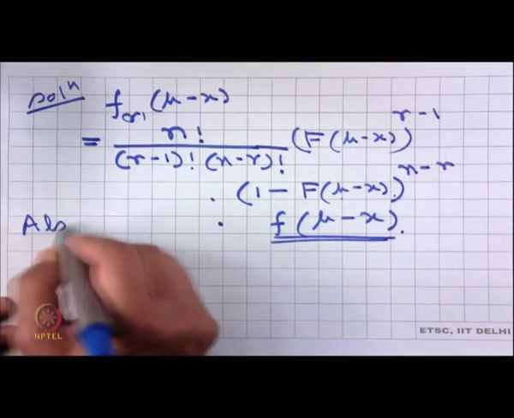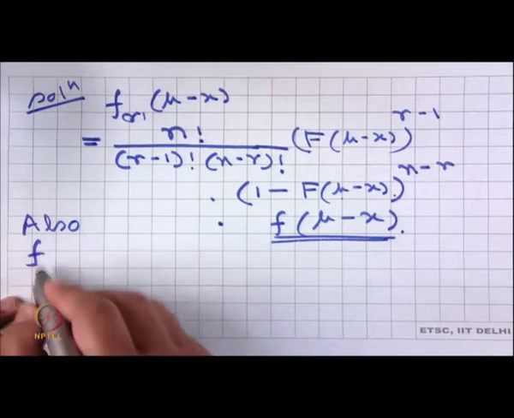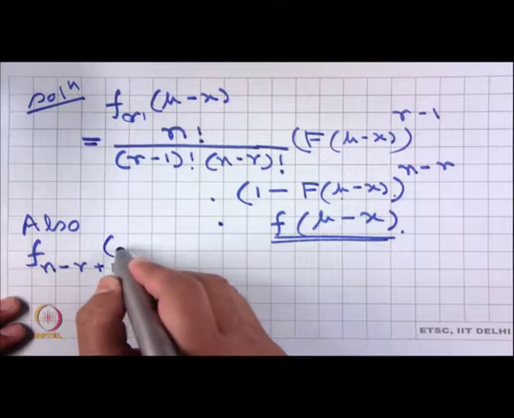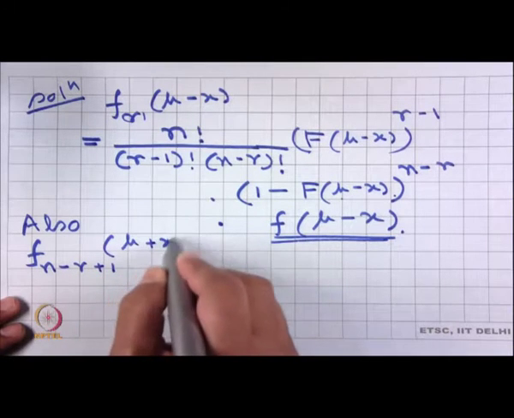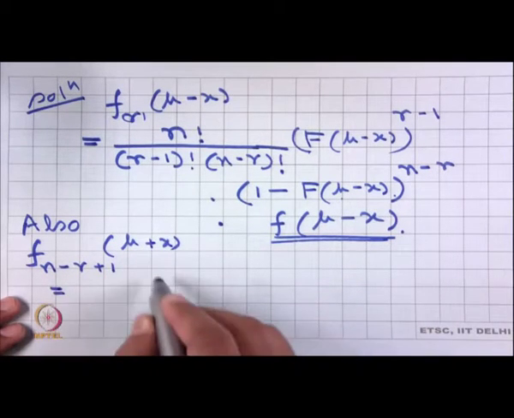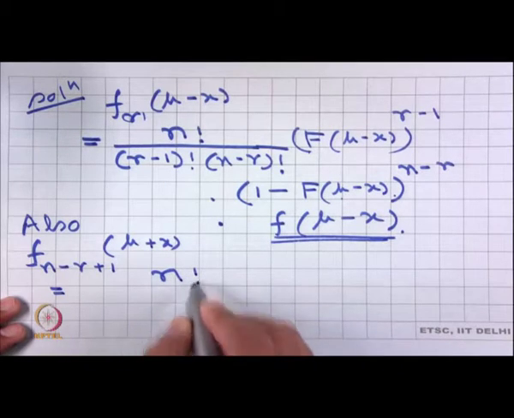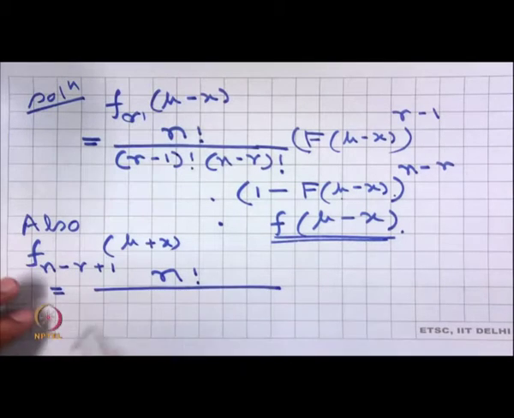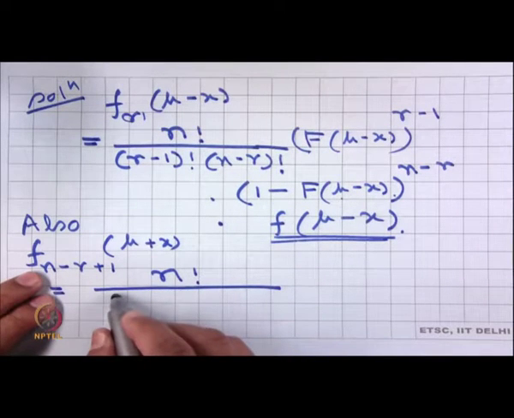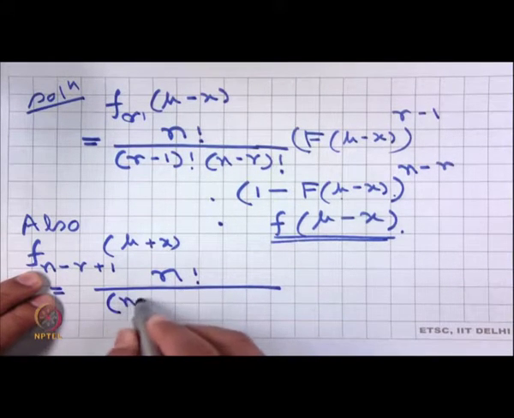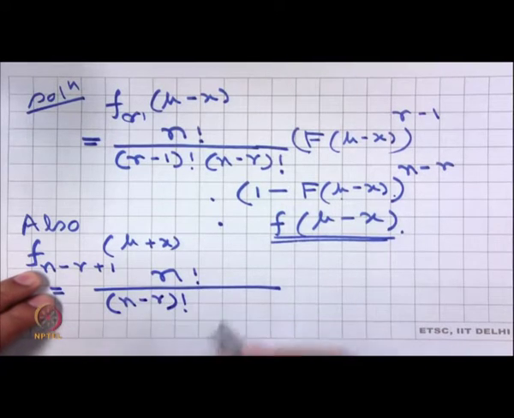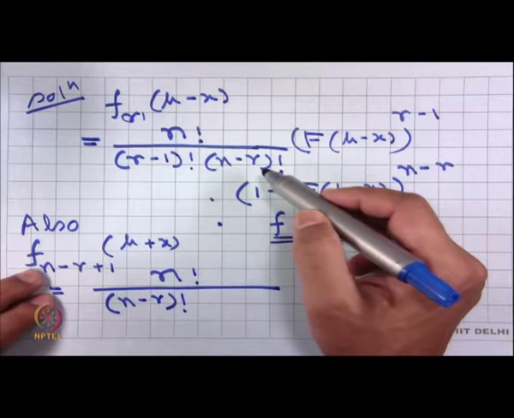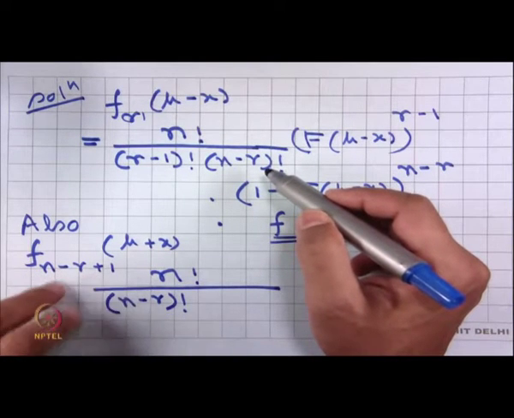Also, if we put n minus r plus 1 at mu plus x, we are imitating this. Instead of r, now I am putting n minus r plus 1. So, this is going to be n minus r factorial. Instead of r, I am putting n minus r plus 1 here.